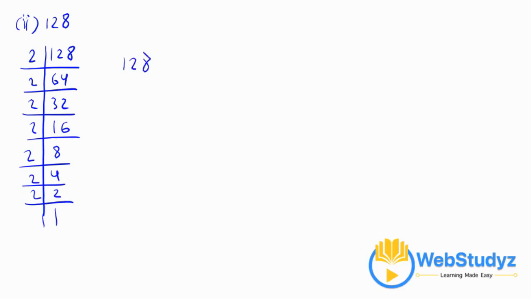So 128 has factors 2 into 2 into 2 into 2 into 2 into 2 into 2. Total seven 2s. So here we have two triplets of 2, but one is still remaining. That means if we divide 128 by the number 2, we can make a perfect cube.